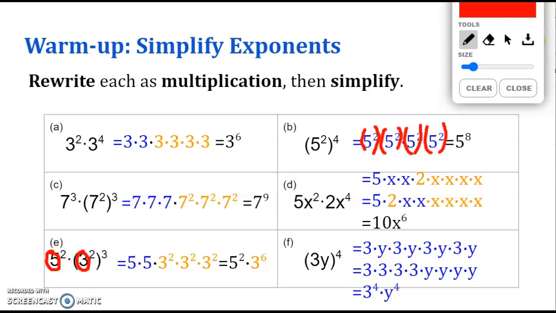So then (3y) to the power of 4 is 3y, whatever is in the parentheses, being multiplied by itself 4 times. And then bring all the numbers together, and you're left with 3 to the power of 4. And then bring all the y's together, and you are left with y to the power of 4.